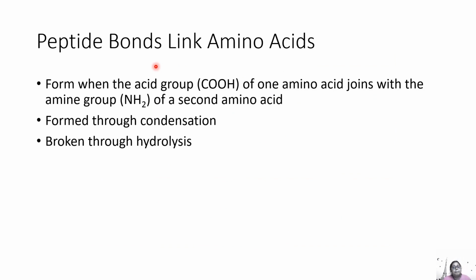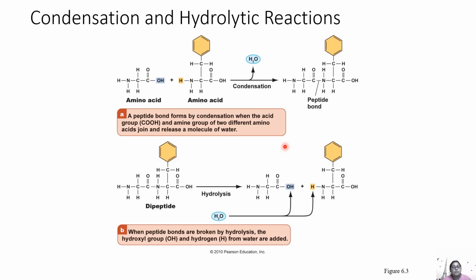So the acid group of one amino acid joins with the amine group of the second amino acid and releases H2O. There will be a condensation reaction, and that will form the peptide bond. So a peptide bond forms by condensation when the acid group and amino group of two different amino acids join and release a molecule of water. When peptide bonds are broken by hydrolysis, the hydroxyl group and the hydrogen from water are added.